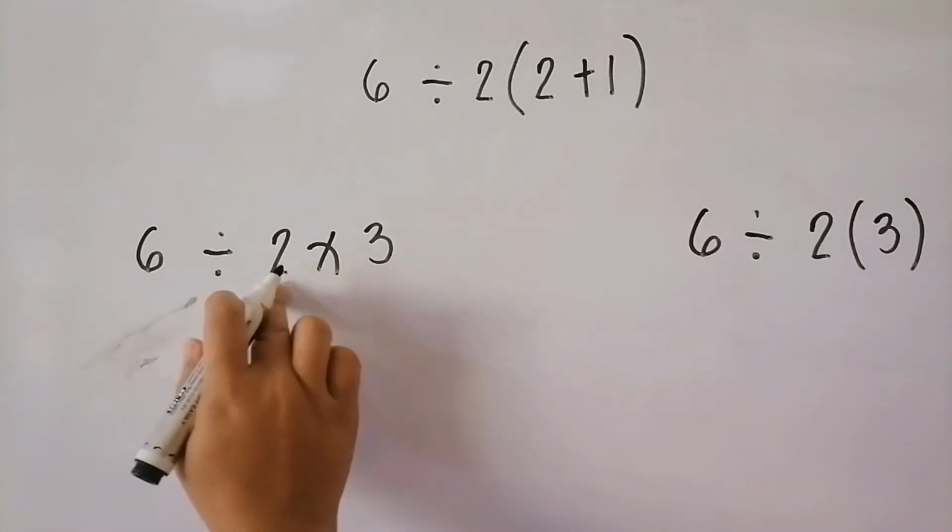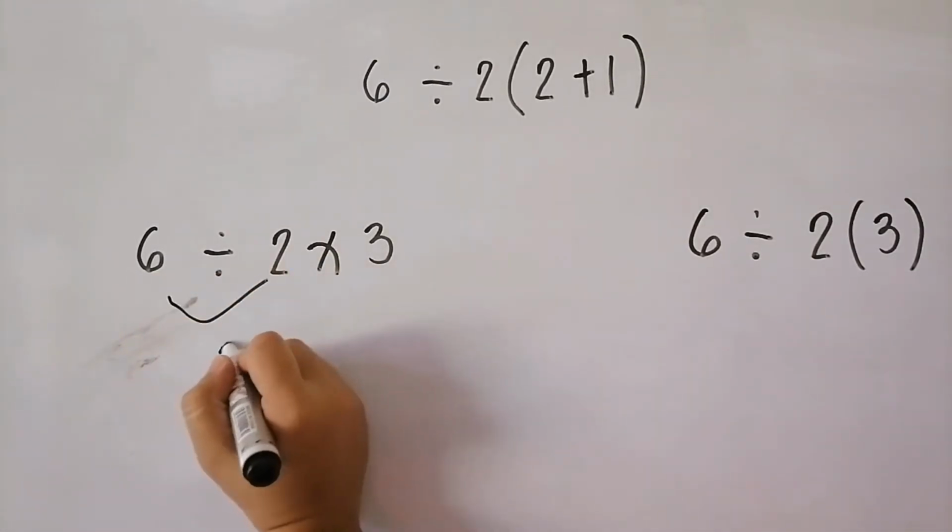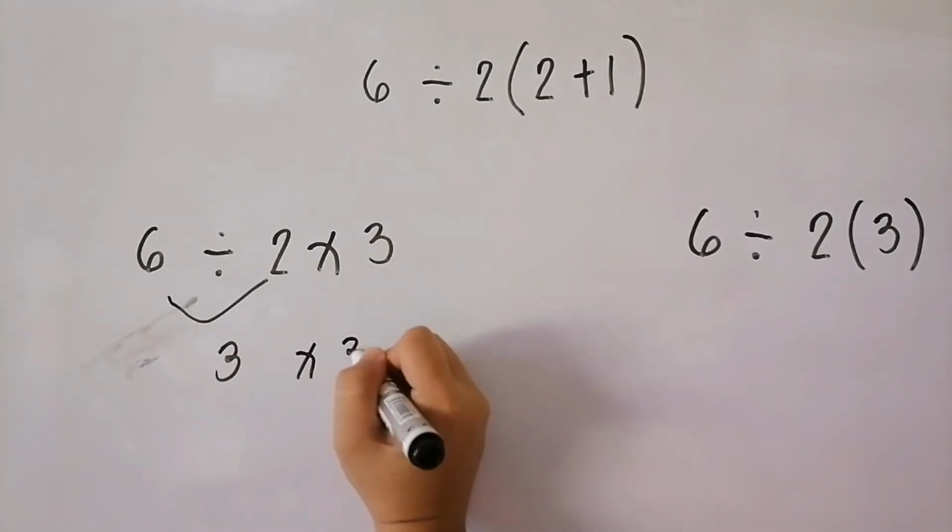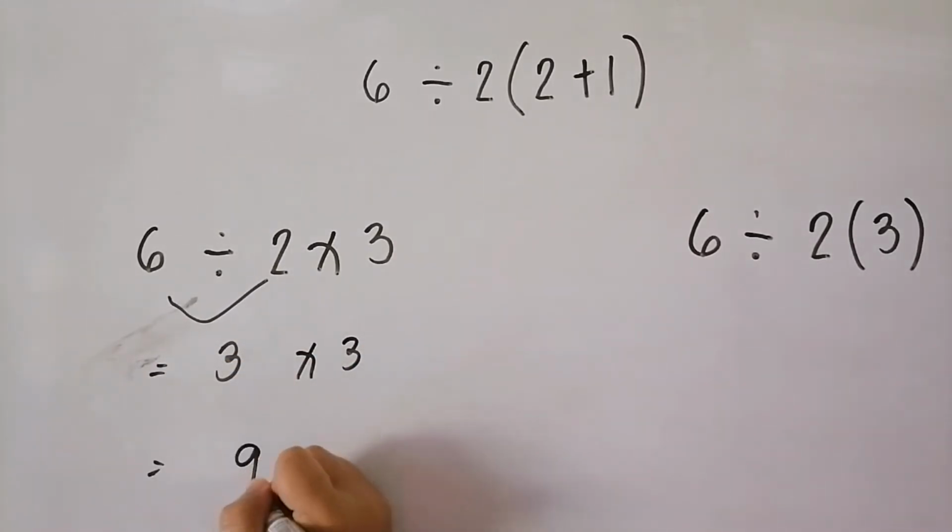So 6 divided by 2 will give you 3. Then you multiply that by 3. So 3 times 3 is equal to 9.